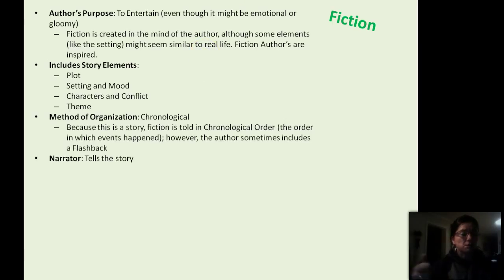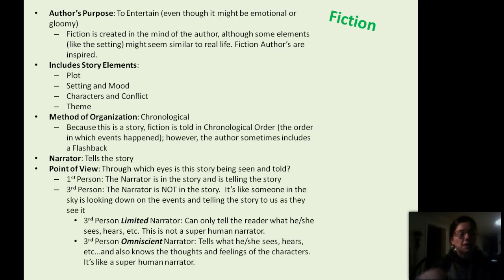The narrator tells the story, and the narrator is chosen by the author. Don't forget, there's a difference in fiction between the author and the narrator. The author decides who is going to tell their story, and that person is called the narrator of their story. Now, the narrator can tell the story through several points of view. Point of view is the eyes through which the story is being seen and told. So first person point of view means the narrator is in the story and is telling the story. So that's what the author chose.